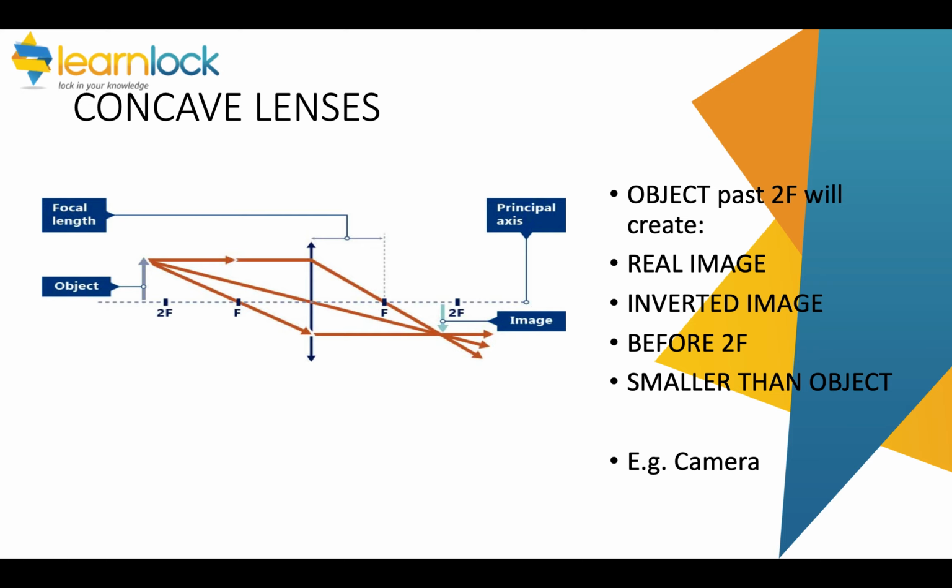Starting with concave lenses, you need to know how they can produce different images. If you place an object past twice the focal length, so past 2f, and use a concave lens, this will produce a real image on this side. However, it will be inverted or upside down. It will be before 2f on the side past the lens, and it will also be smaller than the object. So this is an example of how a camera works.